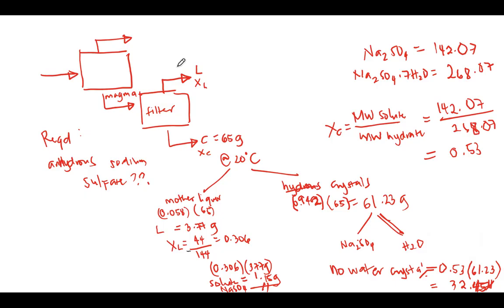In total, the anhydrous sodium sulfate, Na2SO4, the crystals with no water, is 1.15 plus 32.45. This is equal to 33.6. So this is the final answer.